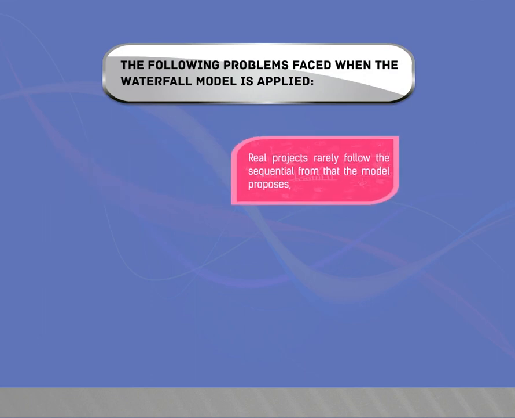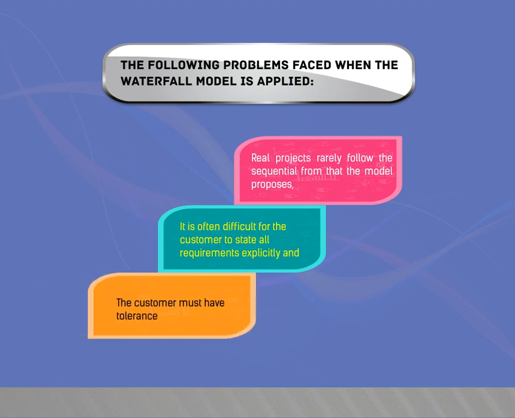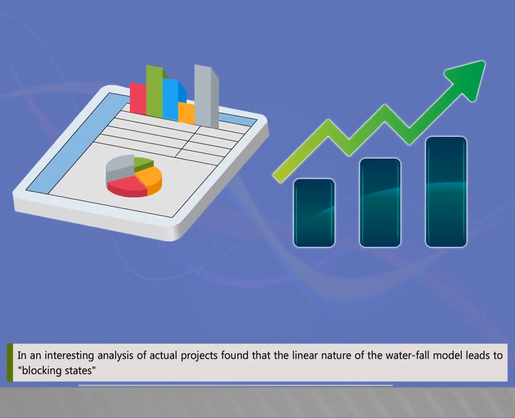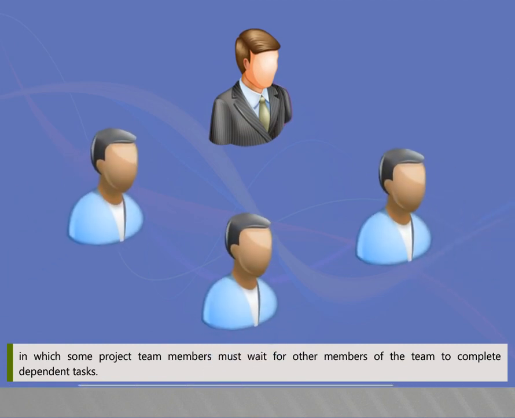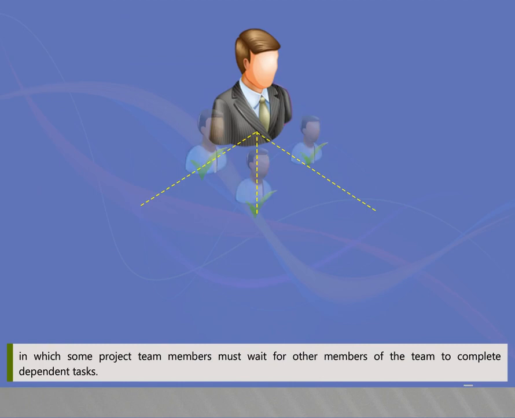The following problems are faced when the waterfall model is applied. Real projects rarely follow the sequential form that the model proposes. It is often difficult for the customer to state all requirements explicitly, and the customer must have tolerance. An interesting analysis of actual projects found that the linear nature of the waterfall model leads to blocking states in which some project team members must wait for other members of the team to complete dependent tasks.